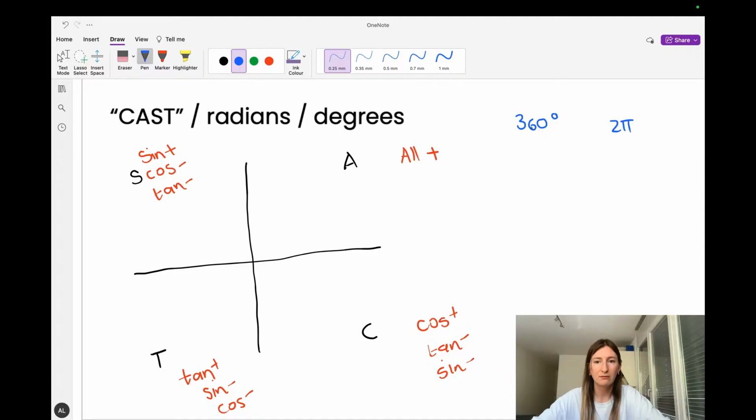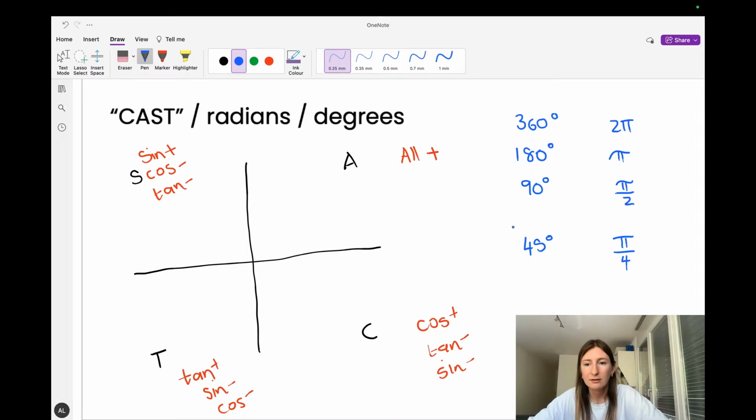So you just have to remember that 360 is 2 pi. And then if we want to go down, half of that, 180 degrees, is just half of 2 pi, which is pi. Half of that again, 90 degrees. Half of pi is just pi over 2. Half of that again, we'll leave a little space there. Half of 90 is 45, so half of that is pi over 4. And there we have some of our most important angles.